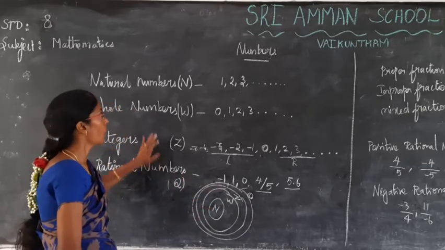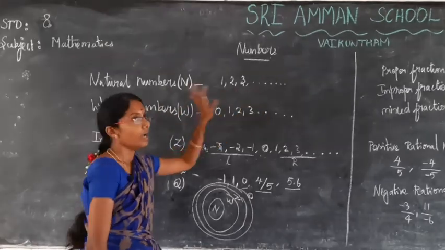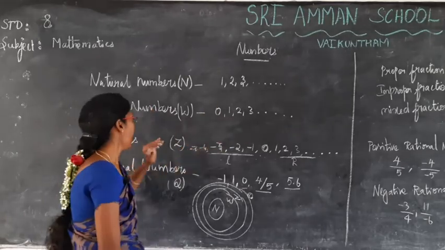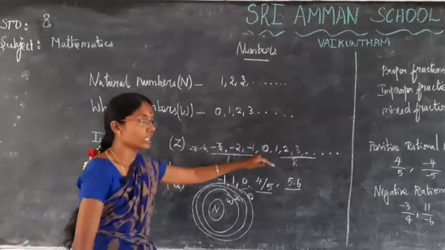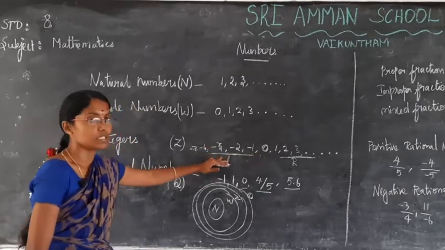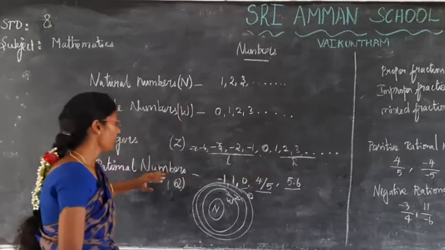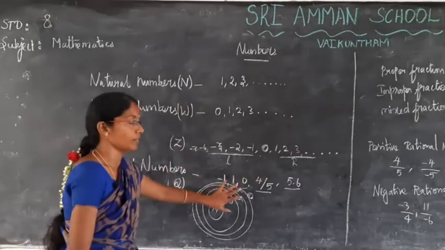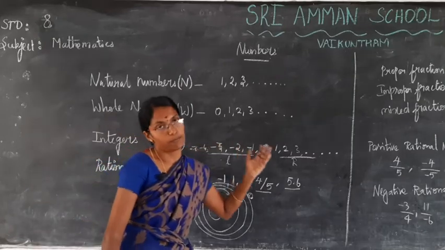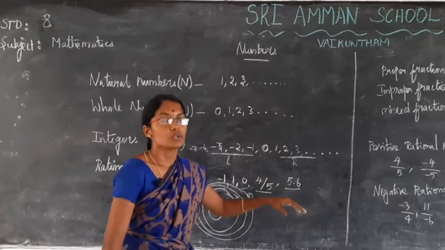So what is a natural number? It begins with 1 and goes on. Whole numbers begin with 0 and go on. Integers include 0; on the left side of 0 we have negative numbers, on the right side we have positive numbers. And rational numbers include all the numbers. Next we move on to proper fraction, improper fraction and mixed fraction. We will discuss that.